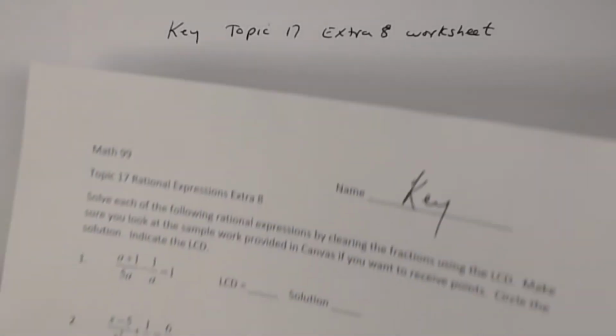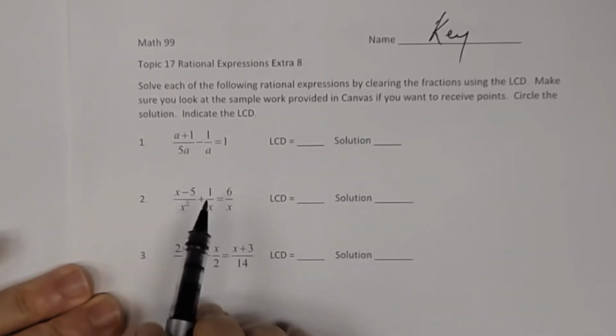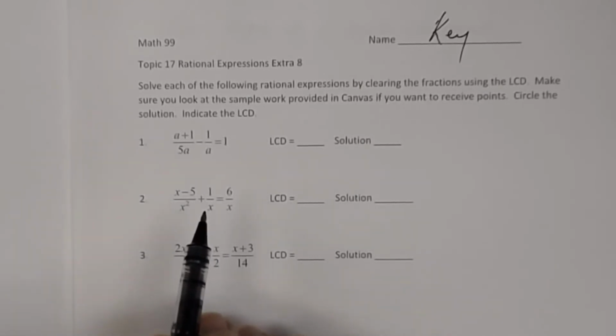Okay, so this is the key to topic 17, and that's on the worksheet called extra number 8. So remember, on this worksheet, you were given three rational equations, and you were asked to solve each of these rational equations. Now, the directions are important.